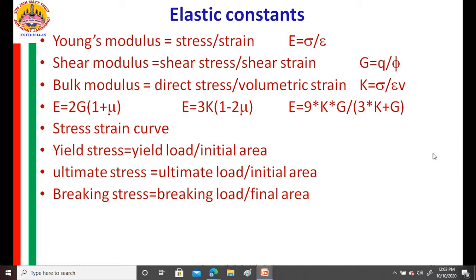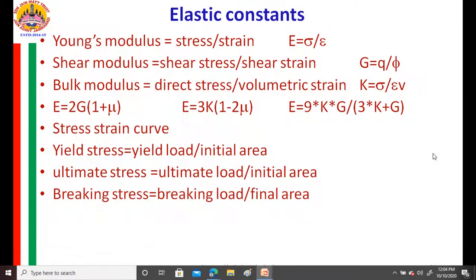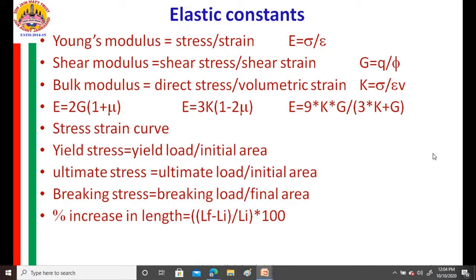For ultimate stress, say the stress at proportional limit, upper yield point, lower yield point, for all those loads, if you want the stress, you are using the initial area. Only for the failure stress, you are using the final area. Right?